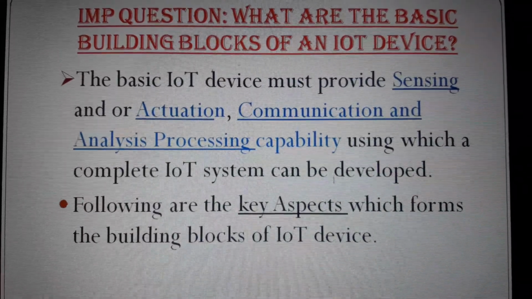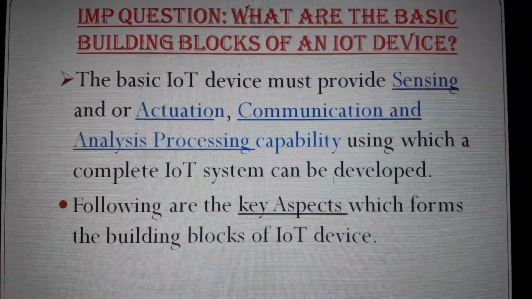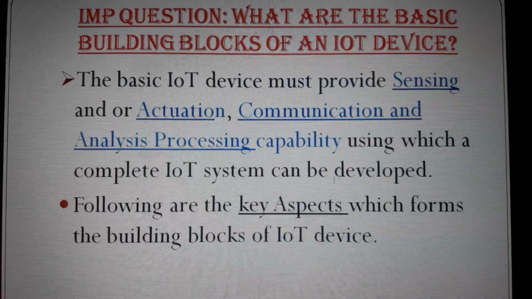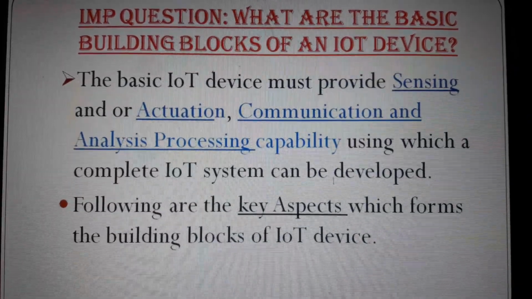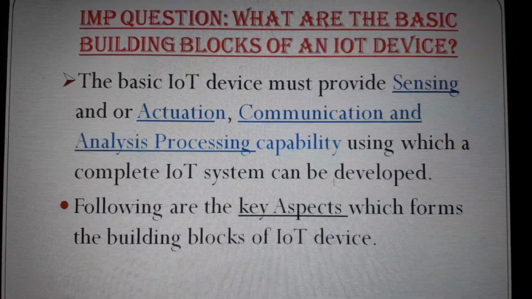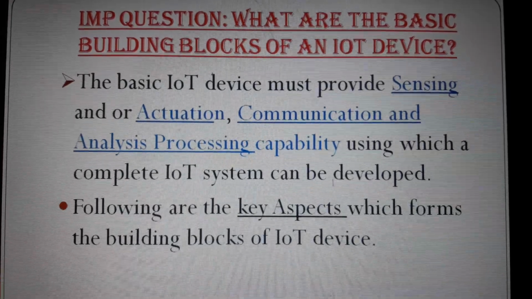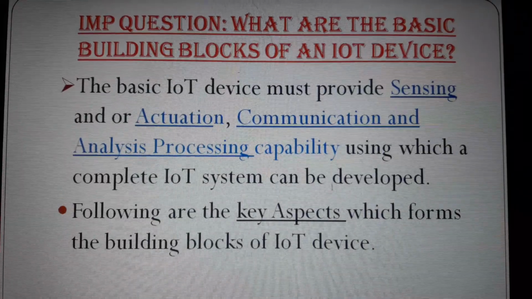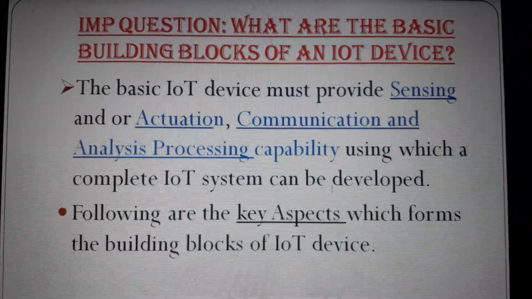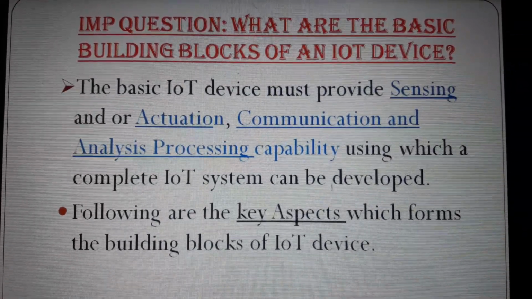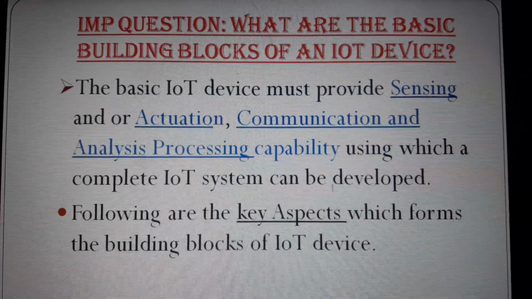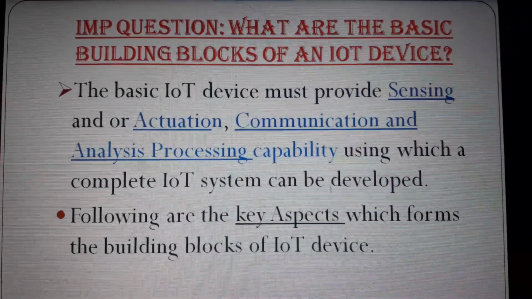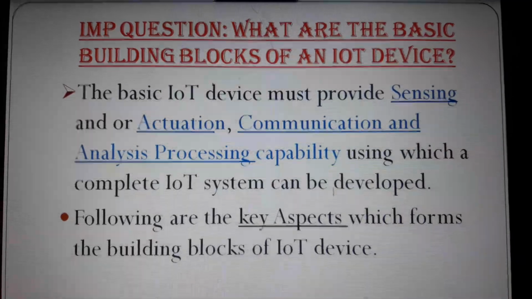Now, a question may be asked: what are the basic building blocks of IoT? When we use the Raspberry Pi, we use sensors. So what will sensors do? They will sense, actuate, communicate, analyze, and process with the help of Raspberry Pi, and will give data to the cloud. So, very important. Following are the key aspects which form the basic building blocks of an IoT device.